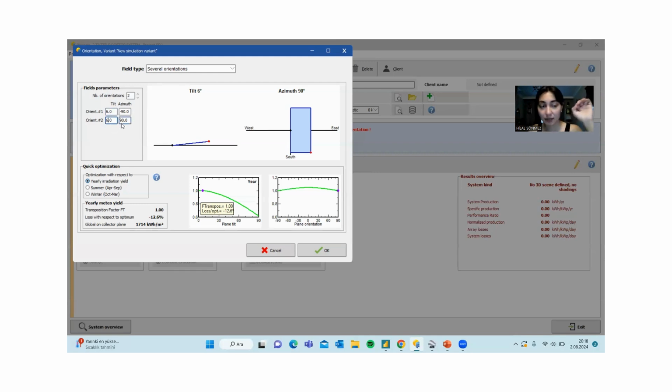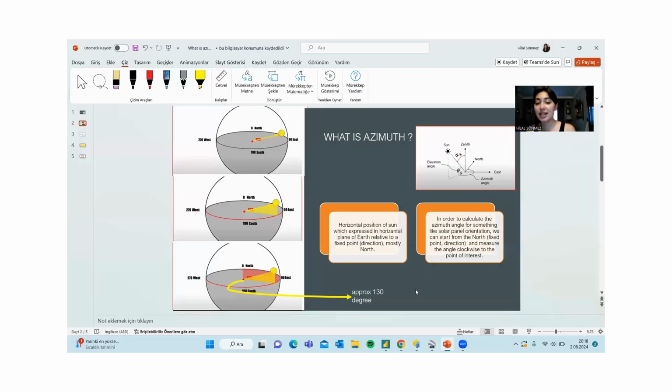Assume that our site managers tell us that the tilt of the two sides of the one roof, both of them, is 6 degrees. As for azimuth, we are encountering a new term. Before dealing with the calculation of the azimuth, let me explain what azimuth actually is. Azimuth is the horizontal position of the sun, expressed in a horizontal plane of Earth relative to a fixed direction, in our case mostly relative to north.